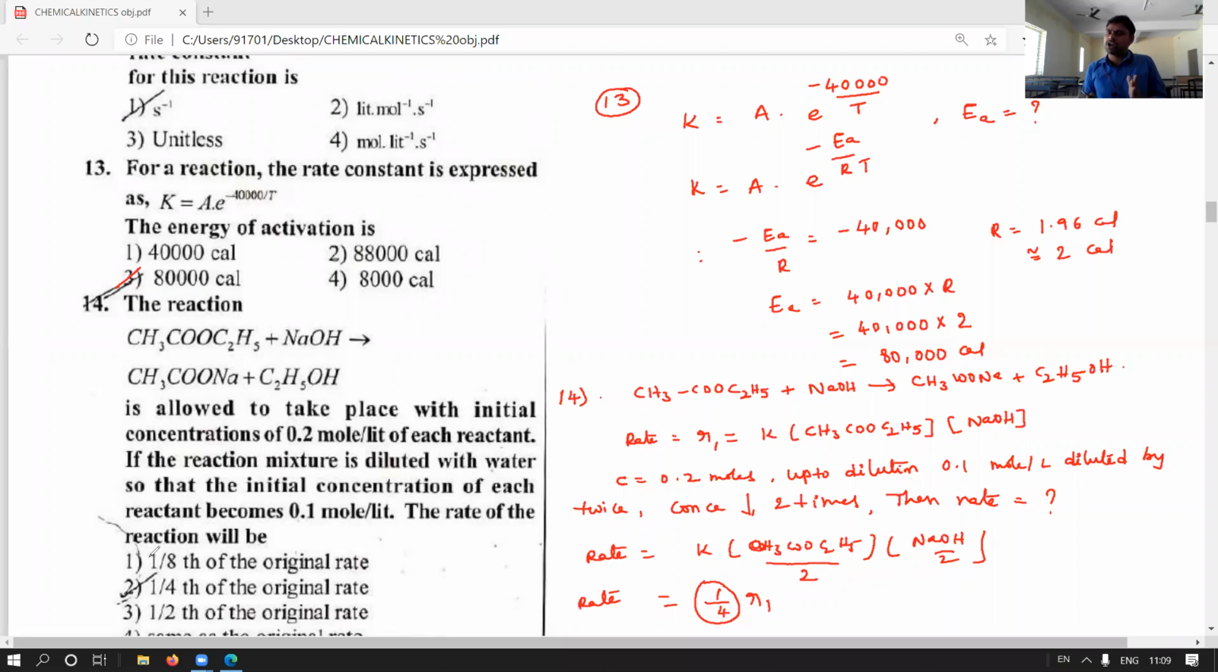Due to that dilution, they diluted 2 times, which means concentration also decreased by 2 times. Then the rate will be decreased by 1 by 4 times. So the correct answer is: the final rate of the reaction is 1 by 4 times the original rate of the reaction. So the second option is correct. Let's see next.